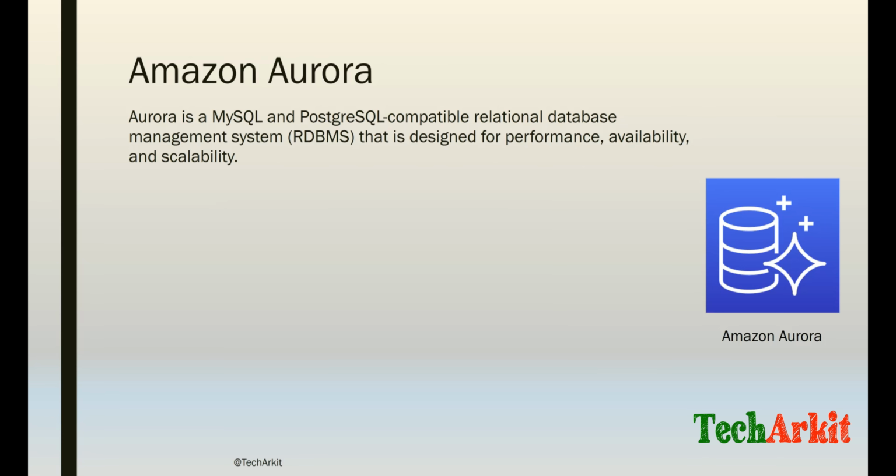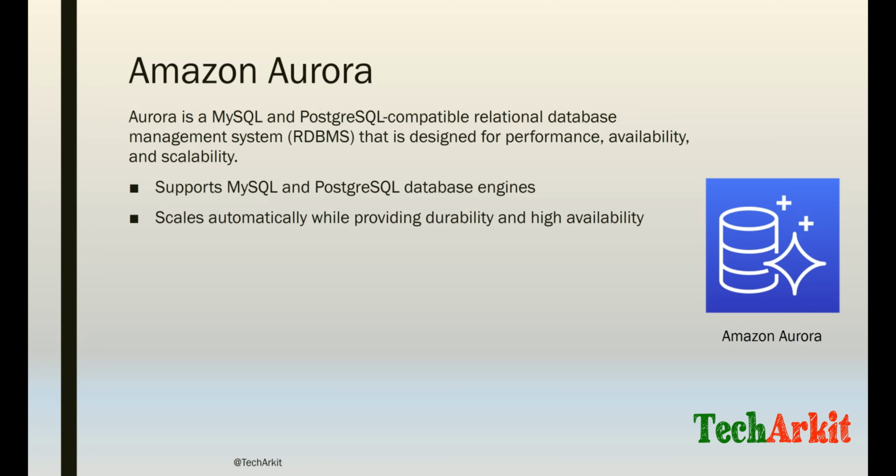So Aurora is a MySQL and PostgreSQL compatible relational database, which is an RDBMS, a relational database management system, that is designed for performance, availability, and scalability. It supports MySQL and PostgreSQL database engines, right? If you want to migrate your on-premises PostgreSQL or MySQL databases, the destination would be Aurora, the correct one to do that, and it scales automatically while providing durability and high availability. So you don't need to worry about how much Aurora can scale. It will automatically do that. You don't need to bother about that.